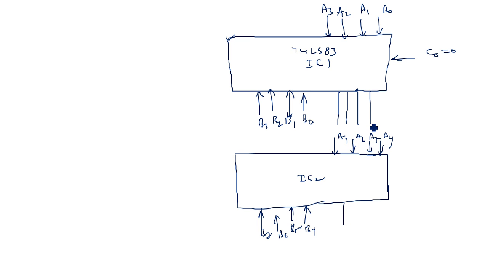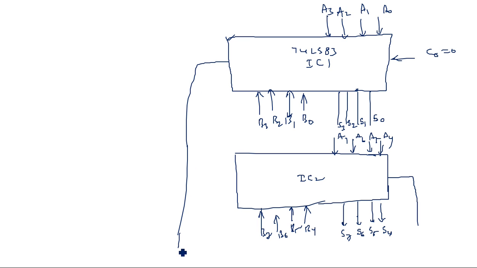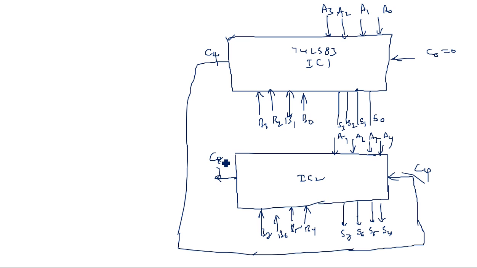Here we have the sum outputs S0, S1, S2, S3, and thereafter the sum outputs S4, S5, S6, S7. Now the carry input here comes from the output carry of the first IC. Let us consider this carry C4, and this C4 is connected here. The carry from this stage is the next stage carry, let it be C8.